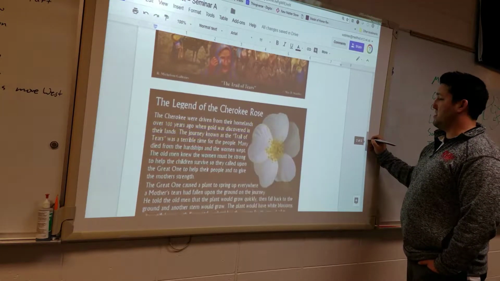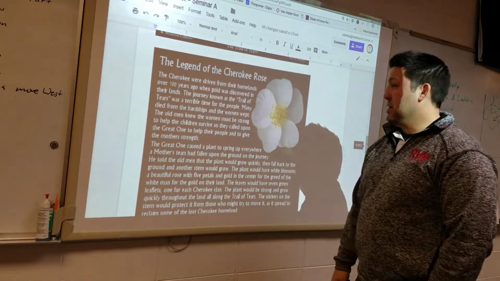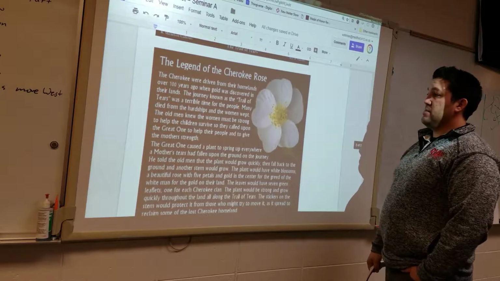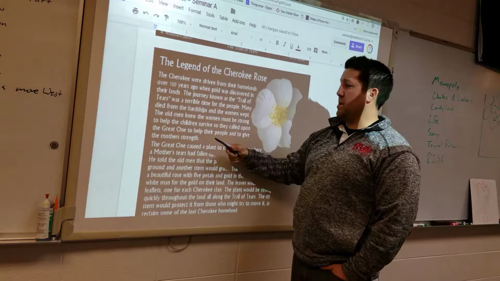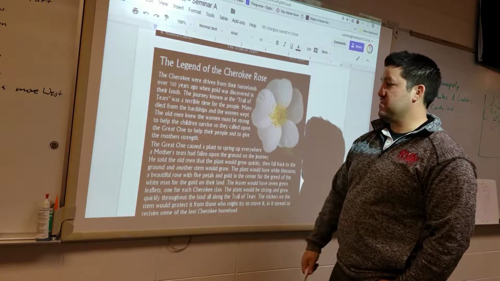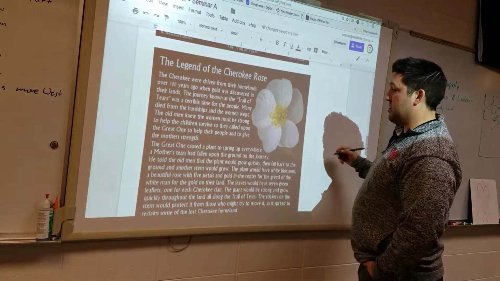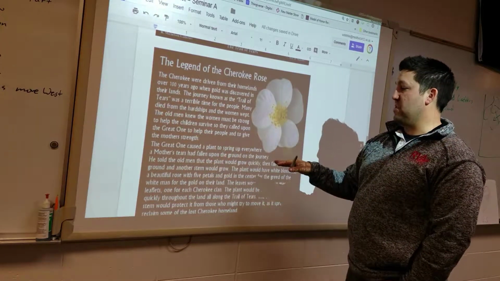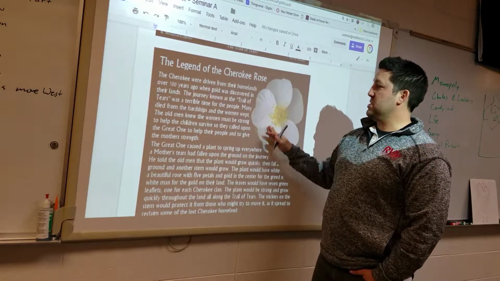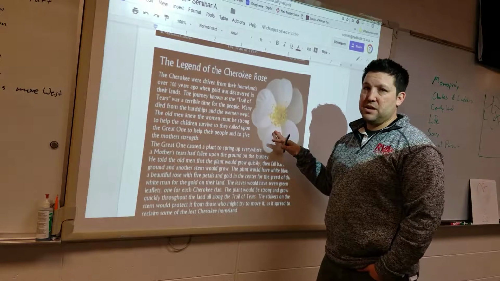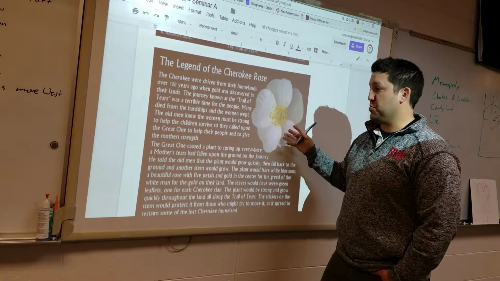And it also gives us the legend of the Cherokee Rose, which is an actual flower. And it's about the Trail of Tears. What happens is, many died from the hardships, and the women wept. The old men knew the women must be strong to help the children survive, so they called upon the Great One to help their people and to give the mother strength. The Great One caused a plant to spring up everywhere the mother's tears had fallen upon the ground on the journey. So long story short, the legend of the Cherokee Rose is every place where one of the Native American women's tears hit the ground, a rose would spring up in its place.